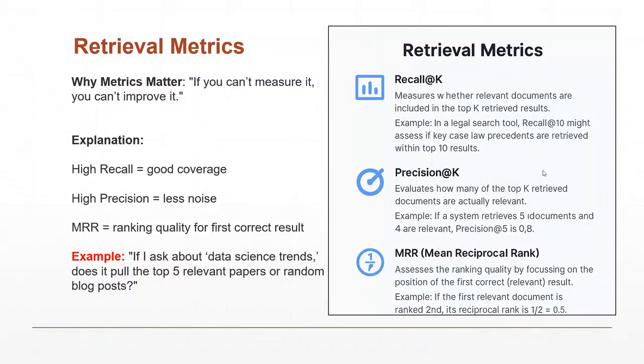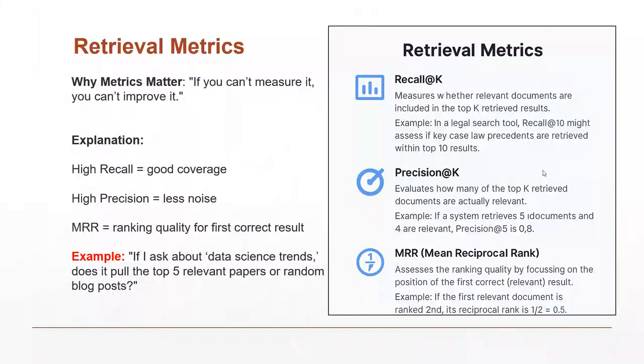Then the next one is precision. It will measure how many of the top K retrieved documents are actually relevant. So let's say your retrieval has fetched 5 documents and 4 of them are relevant, so your precision will be around 0.8 or 80%. So your RAG has given you an answer which is 80% correct.